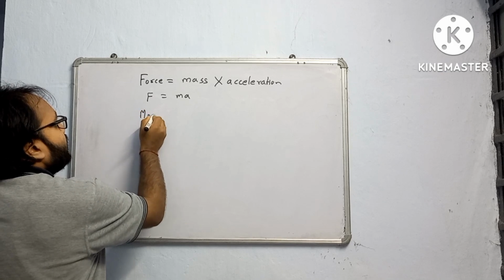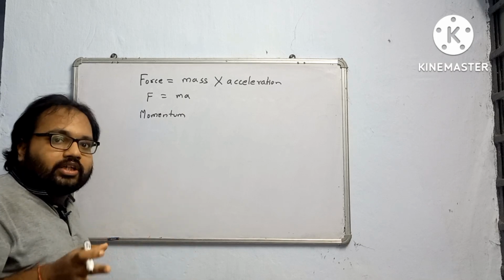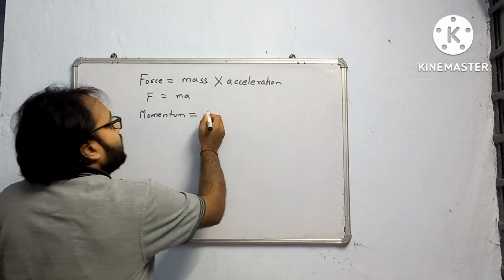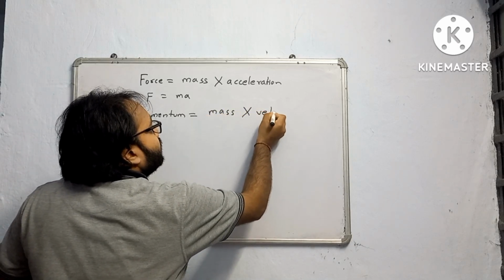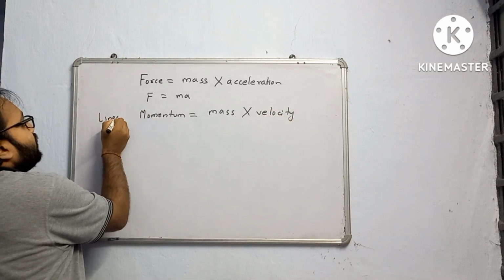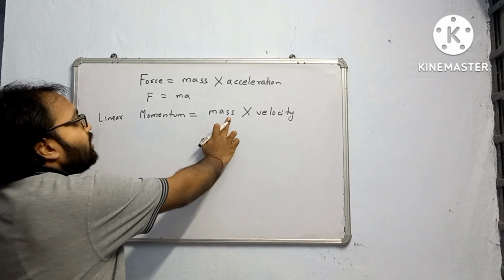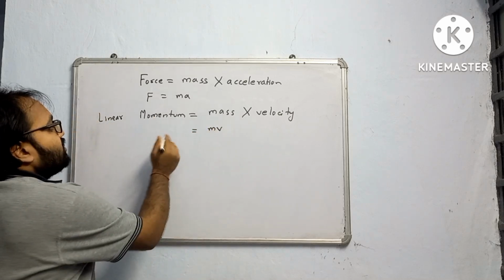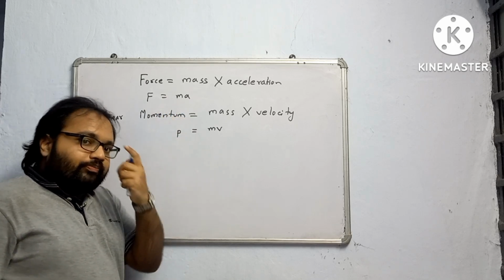Momentum. Linear momentum we are talking about. Angular momentum is something different that I will teach you in the next video. Linear momentum is equal to mass multiplied by velocity. This is linear momentum I am writing here. When the motion of a body is in a straight line, its momentum is mass into velocity, that is mv. It is represented by small p. P is equal to mv and F is equal to ma.